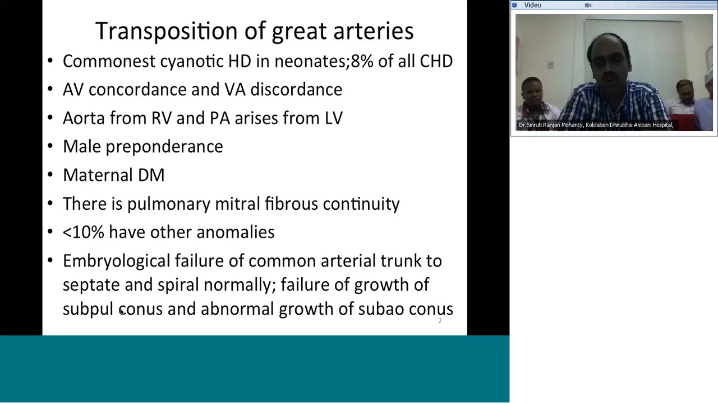Embryologically, it is caused by the common arterial trunk failing to spiral, so the septum doesn't form properly. It is also said to be due to failure of growth of the subpulmonic conus and abnormal growth of the subaortic conus.